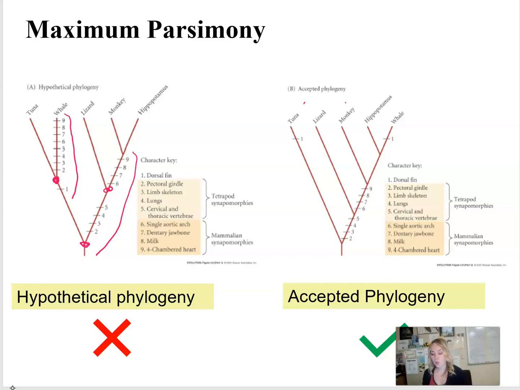So what happened most likely is that these traits evolved once, and that's how we get all the branching in a tree. Now we have tuna, lizard, monkey, and a hippo, and a whale sharing that common ancestor here. So this would be the accepted phylogenetic tree because it has the fewest number of evolutionary events that tie these organisms together.